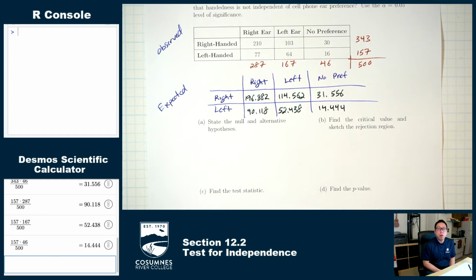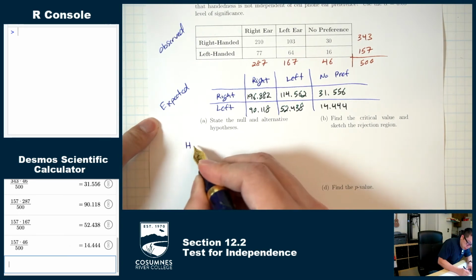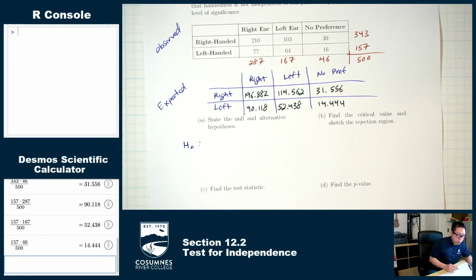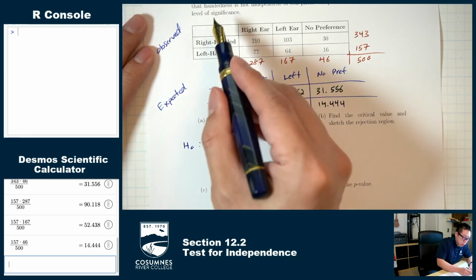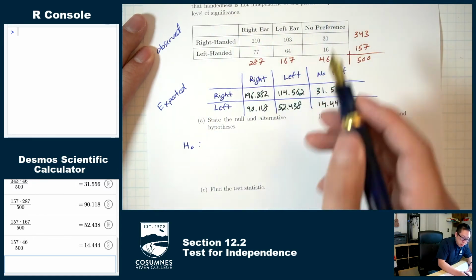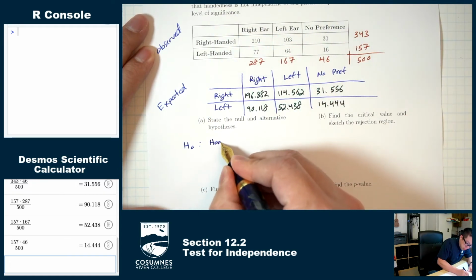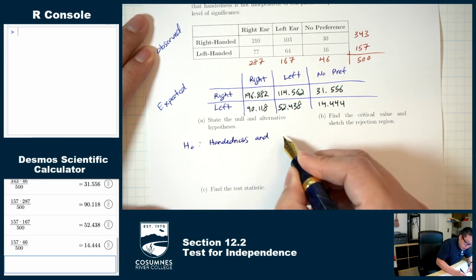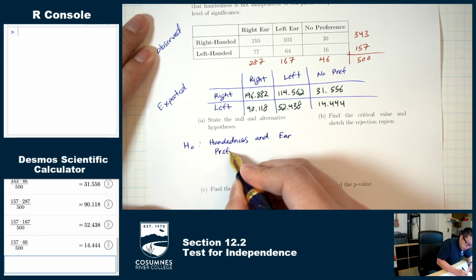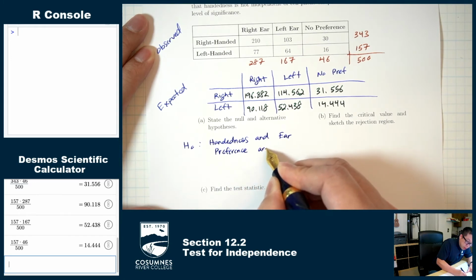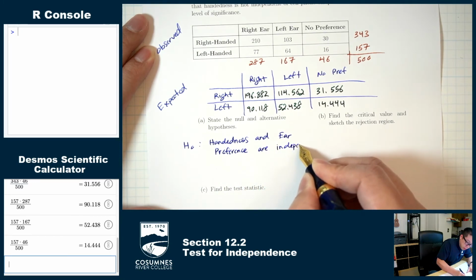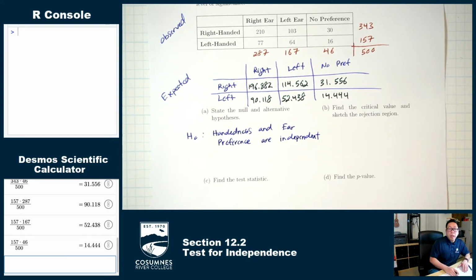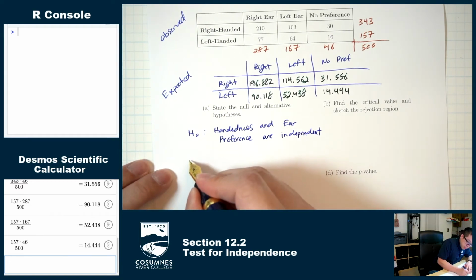Part A, state the null and alternative hypotheses. Okay, H0 is going to say that these things are independent. So we're talking about handedness and cell phone ear preference. So handedness and I'm just going to write ear preference, and ear preference are independent. H1 is going to say that they're not independent.